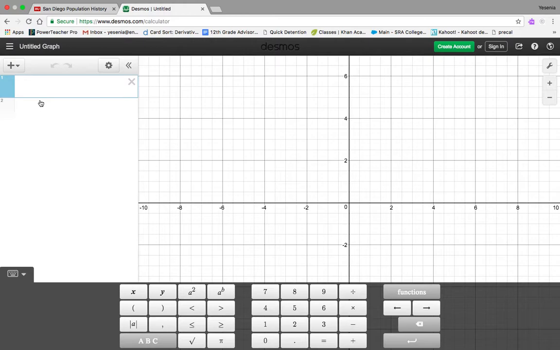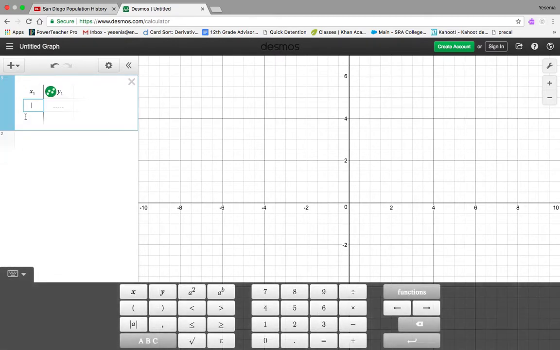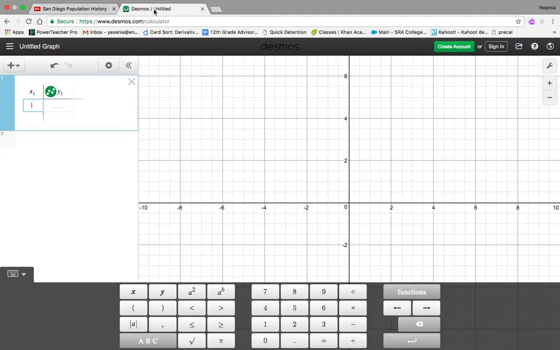The first thing you want to do is step 2, create your table. You're going to go to this plus sign, click on table, and there's your table. Now I wrote this data down in my little benchmark 2 packet, and I'm going to copy it onto here. So we have 1920, and we got 74,683, and we have 1930.